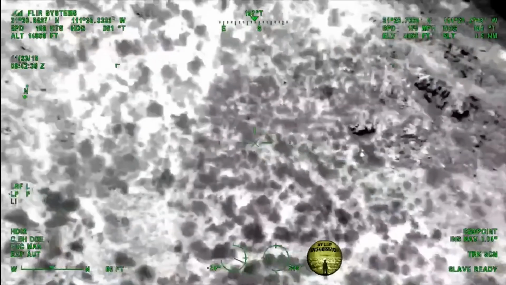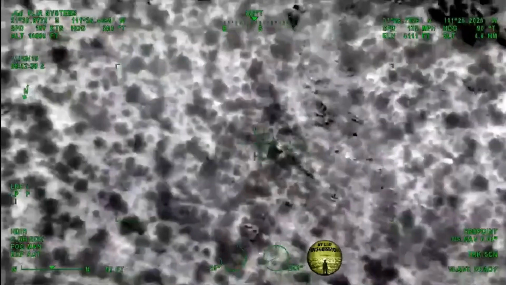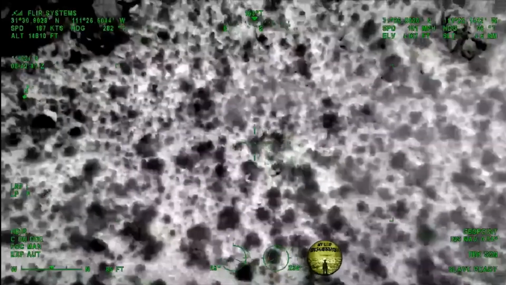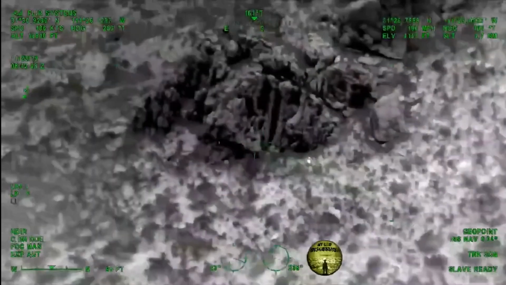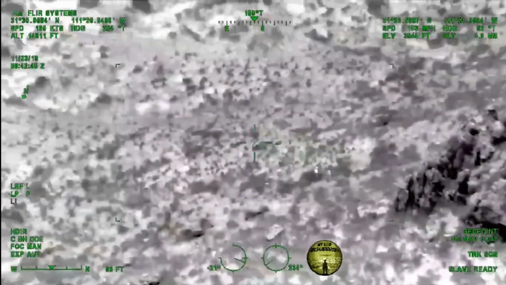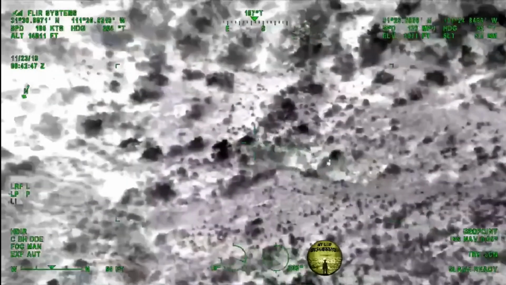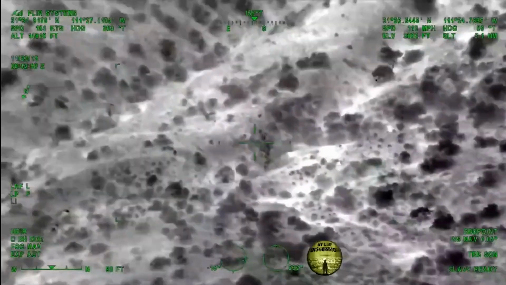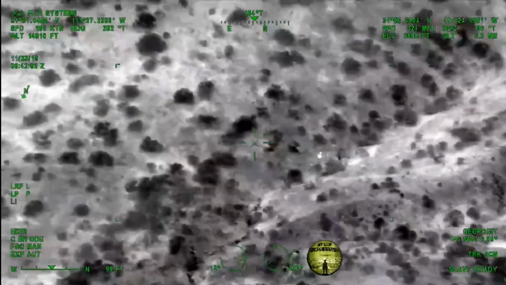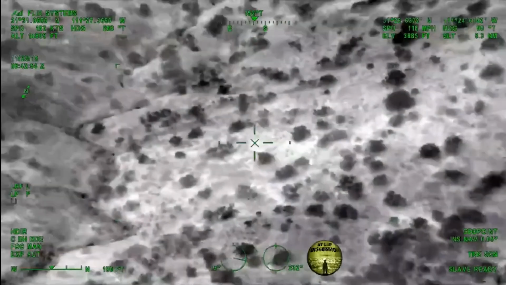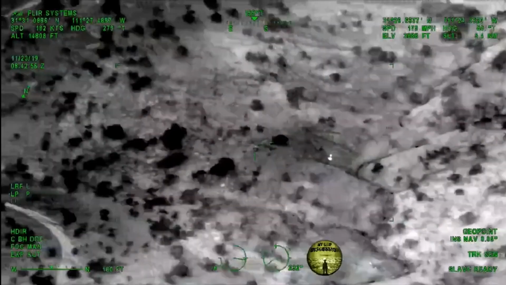And it goes on for about another 18 minutes, just like this. This is interesting where it goes over dark regions. You can see the contrast better. When you see the white regions it's going over, that's snow. So it's relatively cold to the temperature of the snow.